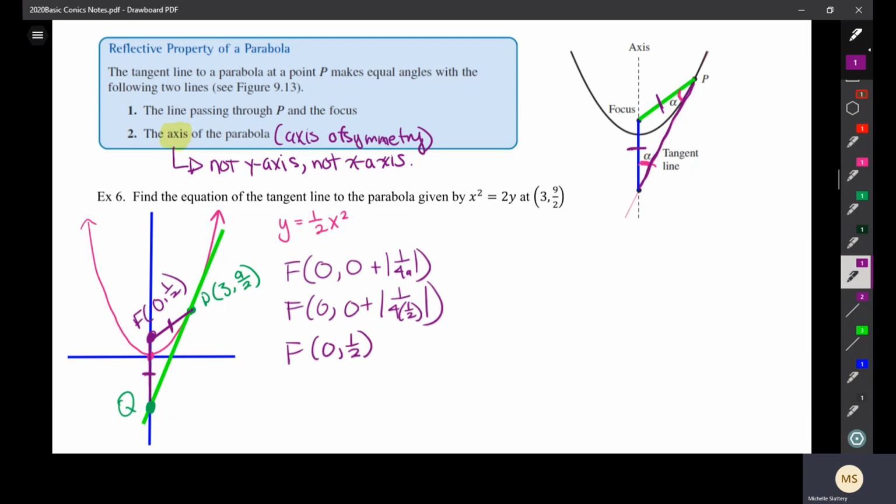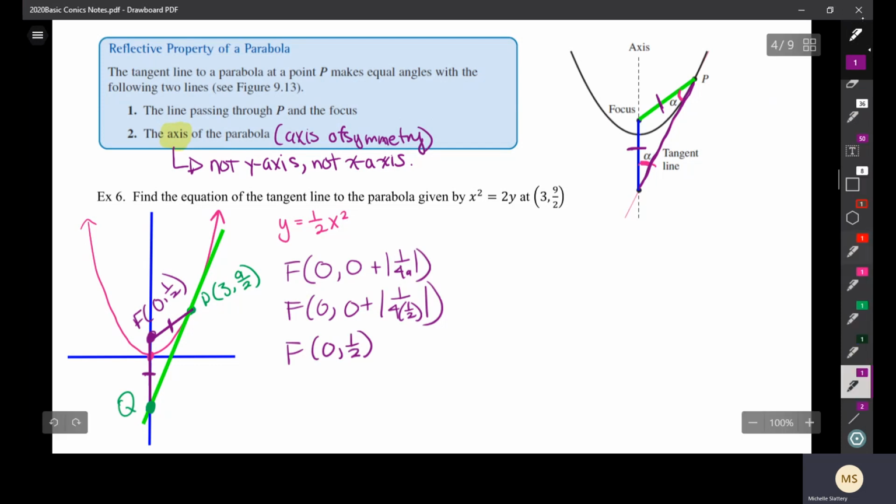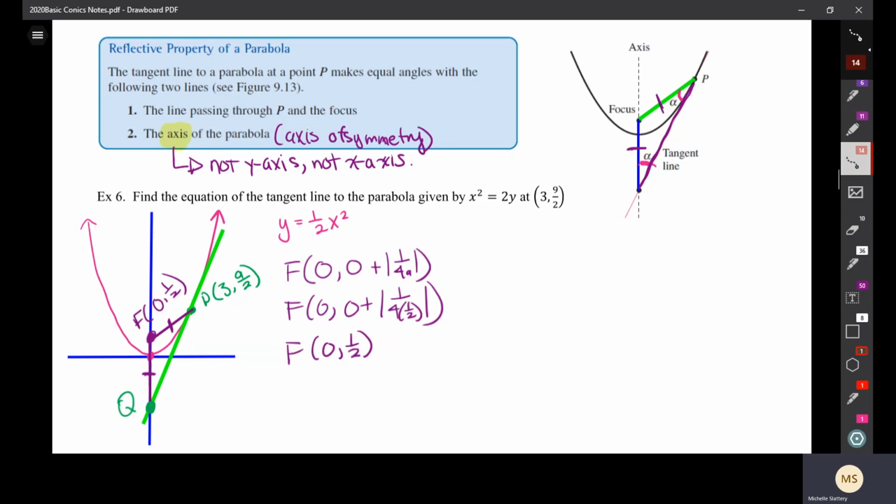And so now I know that the distance between F and P is the same as F to Q. So I need to figure out what is the coordinate of point Q, because I'm trying to write the equation of this green line. And if I have 2 points, I can just use point slope form to write my equation. So right now I know point P here. I need to find point Q. So let's calculate this length from F to P. And then we can use that length to figure out where the location of point Q is, since that's the same distance. All right, so F to P.